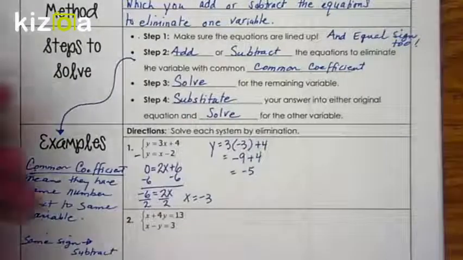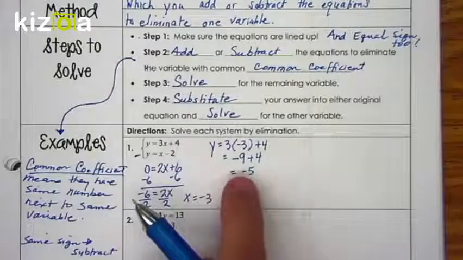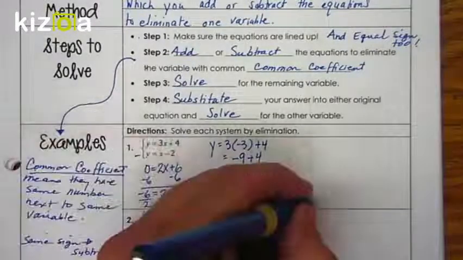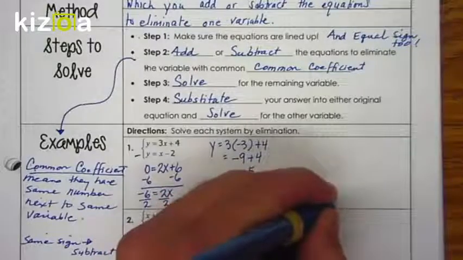We report my answer not as x equals negative 3 and y equals negative 5. We report it as a coordinate pair of negative 3, negative 5.